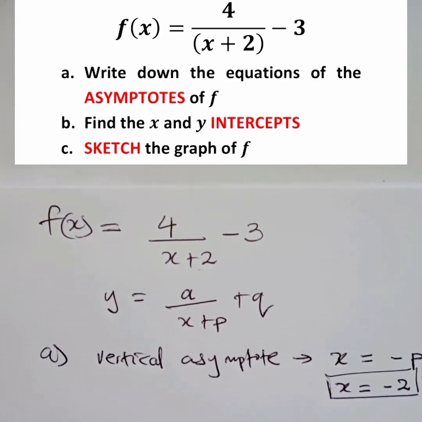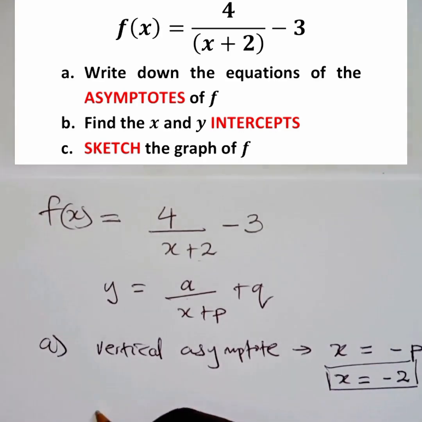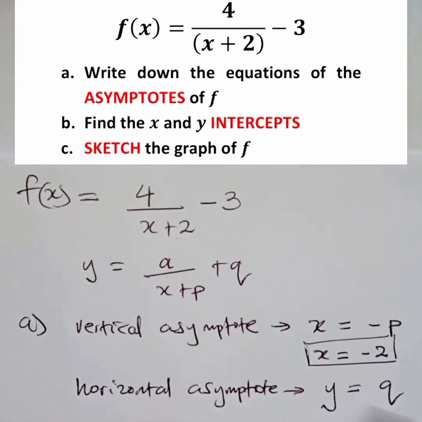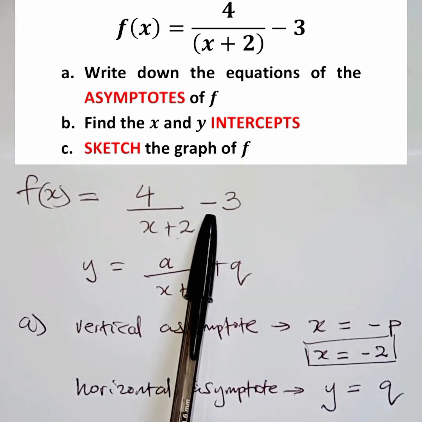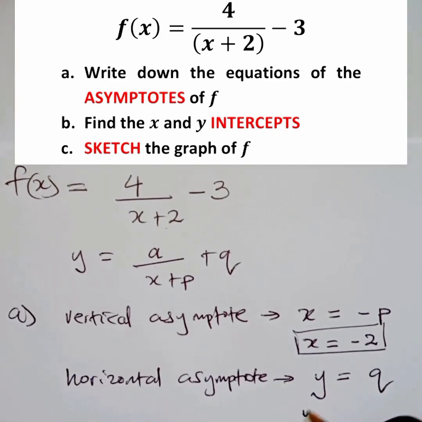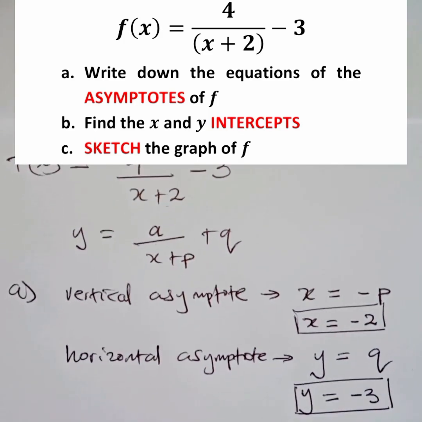Now let's look at the horizontal asymptote. It is given by y = q. All right. So now our q in this case is -3. So the horizontal asymptote is given by y = -3. Now that part is done.